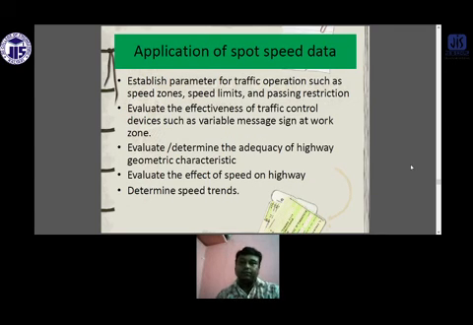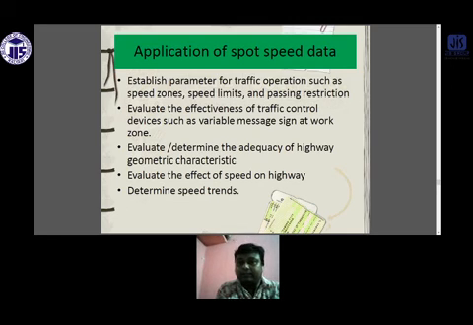Now the application of the spot speed study. The application is to establish parameters of traffic operations such as speed zones and speed limits. Many times you can find a speed limit while you are traveling by road. The speed limit is 30 kilometers per hour, 40 kilometers per hour, 50 kilometers per hour. It is based on this limit, meaning based on this spot speed study.